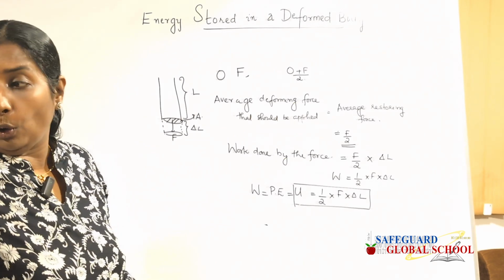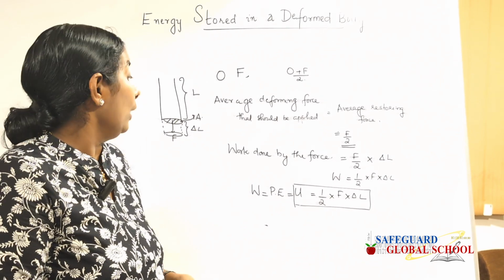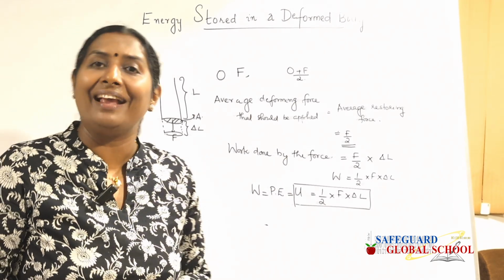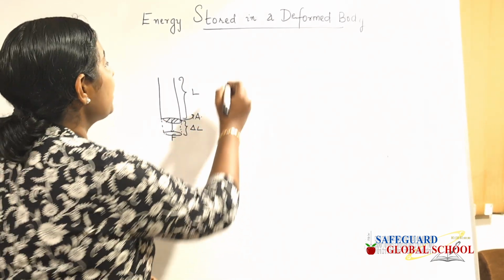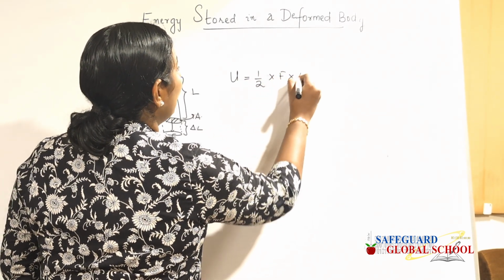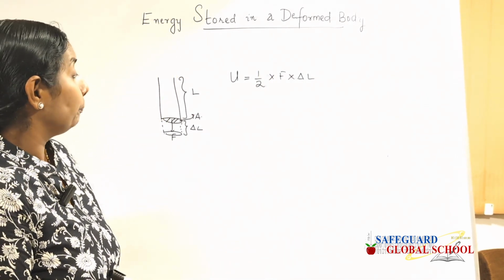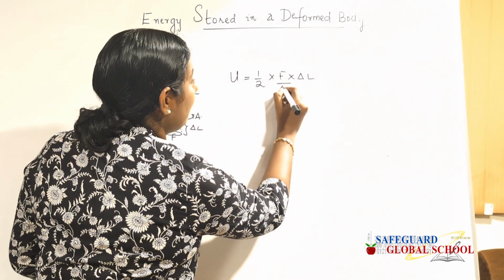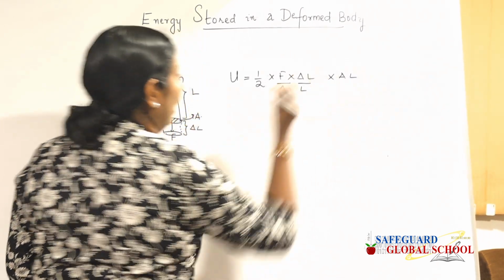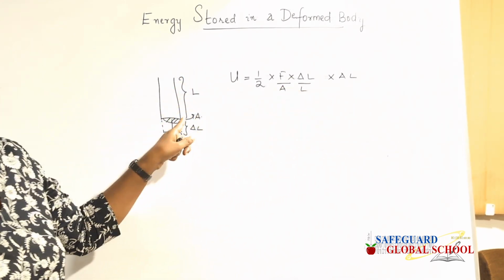Now, we will go for certain other equations that we have to apply so that we can derive more and more types of equations for this potential energy. So, the last equation that we have applied for the potential energy is half into F into delta L. So, we are moving for more equations for potential energy. Let us divide this equation by A and L, so that it should be multiplied with A and L. So what was A? It is the area of cross section of the wire. What was L? It was the original length of the wire.